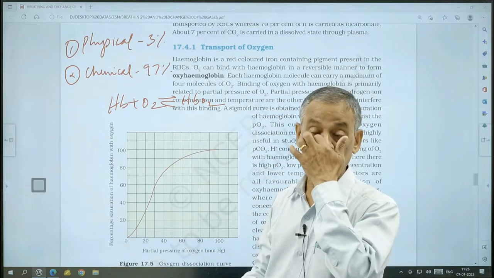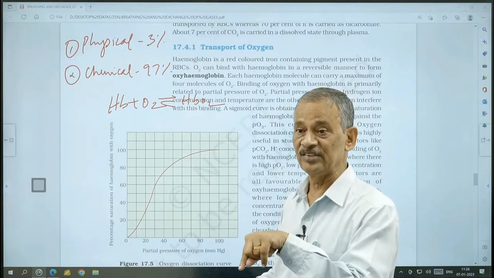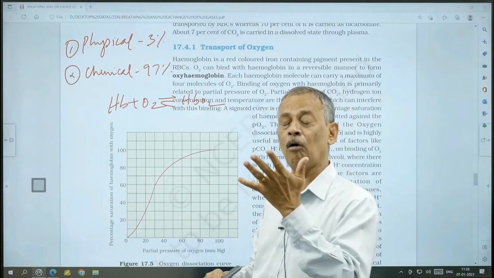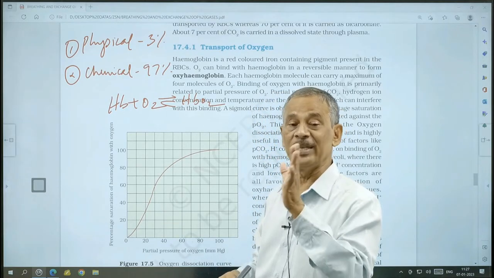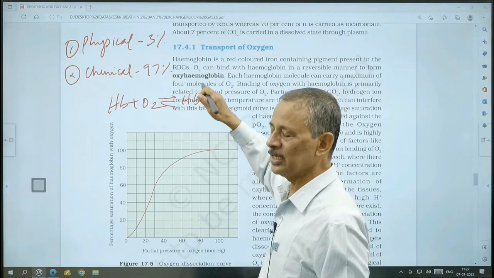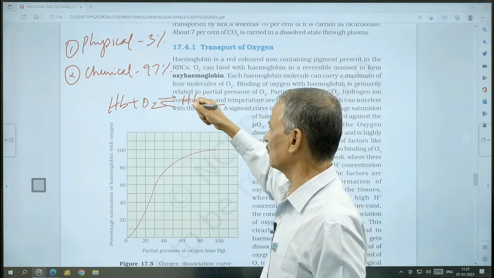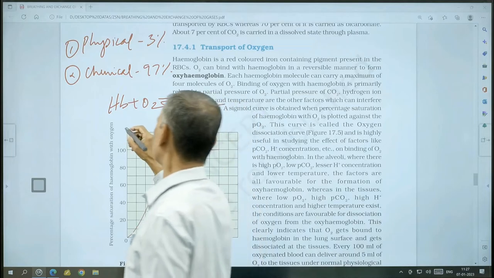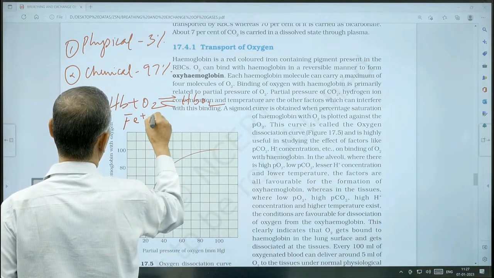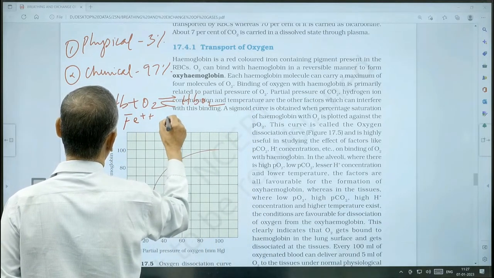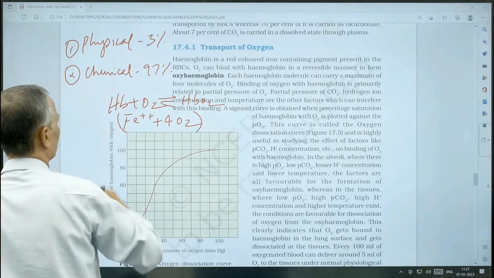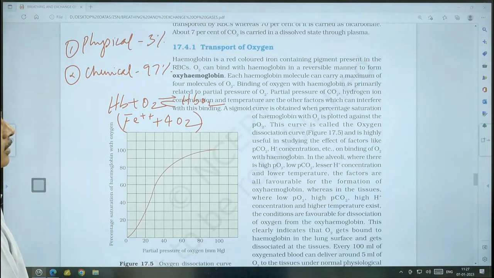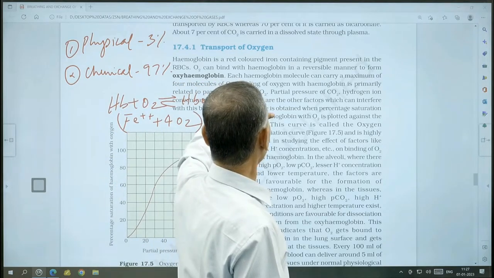One molecule of hemoglobin is present in RBCs. You have a large number of hemoglobins in each and every RBC. That hemoglobin is the coloring pigment that gives red color, which has iron in the ferrous form, Fe2+. It can combine with a maximum of 4 oxygen molecules. Hemoglobin can combine with a maximum of 4 molecules of oxygen.